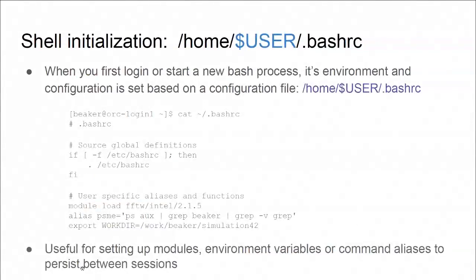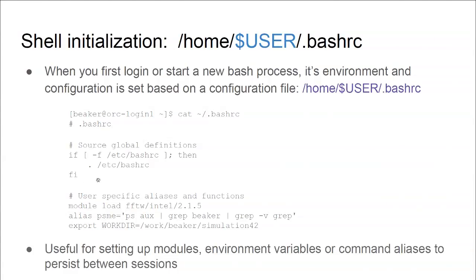All right, moving on to shell initialization. What happens in the background when you actually log in? When you first log in, you start up your new bash shell command line interpreter. Everything about it, like its environment and configuration that you can set, is set based on a configuration file. It's found in your home directory, and it's a hidden file. It starts with a dot, so it's .bashrc. Here you can see an example of a bash configuration file that you'd normally find on SHARCNET.